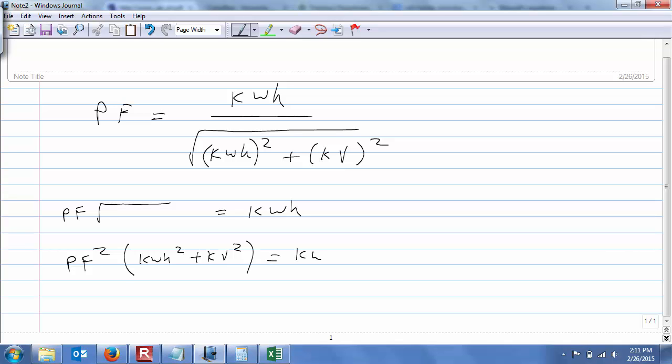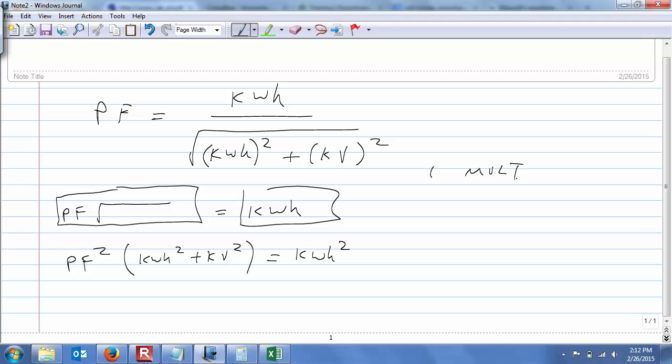equals kilowatt hour squared. Okay, guys, so what I just did, I multiplied both sides by the denominator. This square root thing came up over here on the left-hand side, so I killed the denominator right away. So step one was multiply by the denominator. Step two, square both sides.